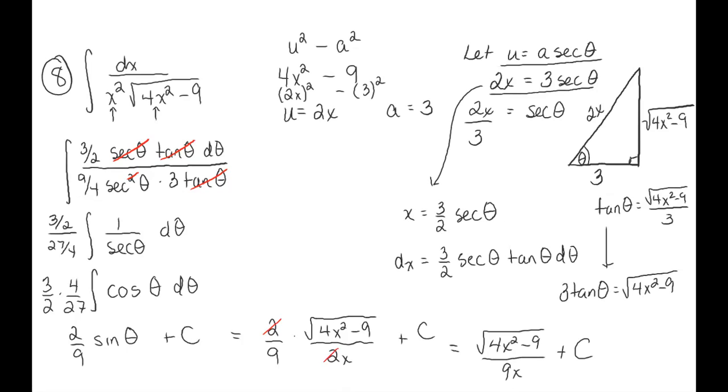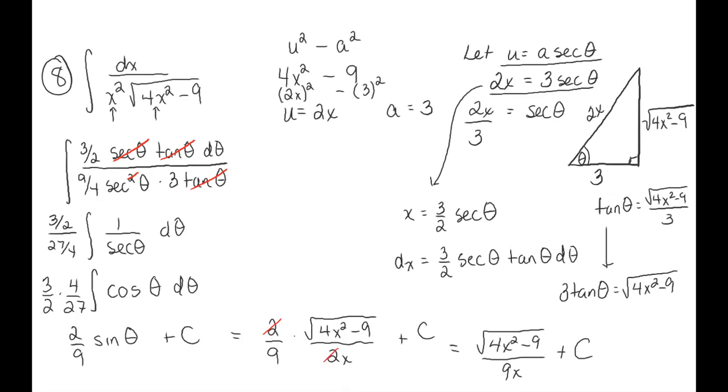Okay, so we are going to take a peek at 9, 10, 11, and 12. And what I want to do with those right now is I just want to have you guys give me the substitution that you would use. So we started this last problem by letting 2x equal 3 secant of theta.